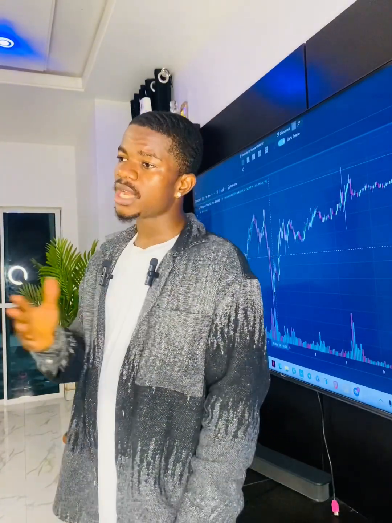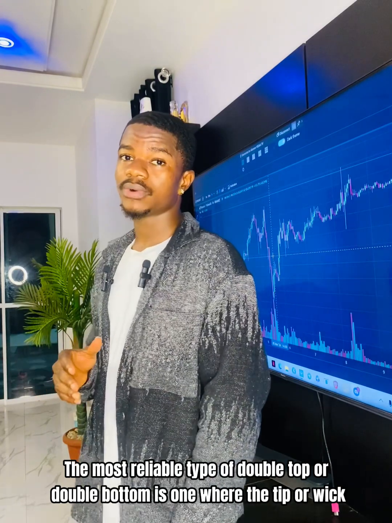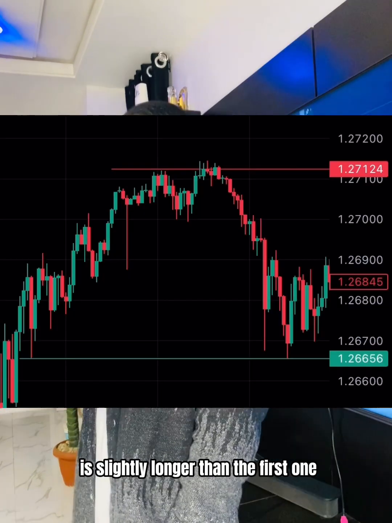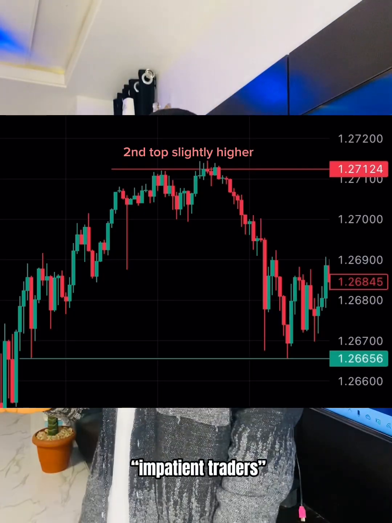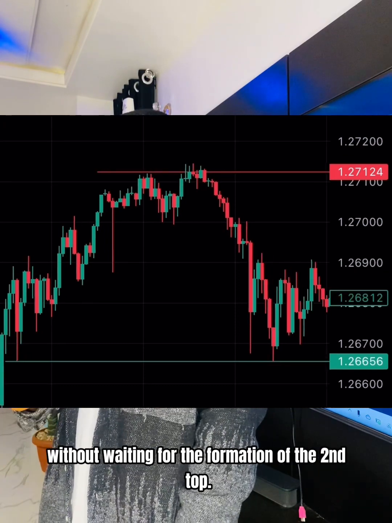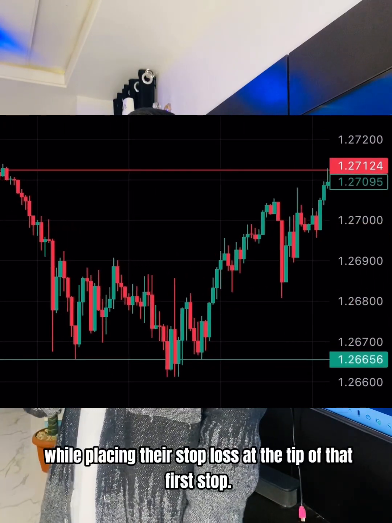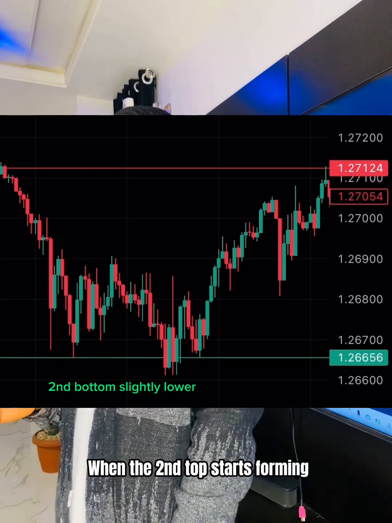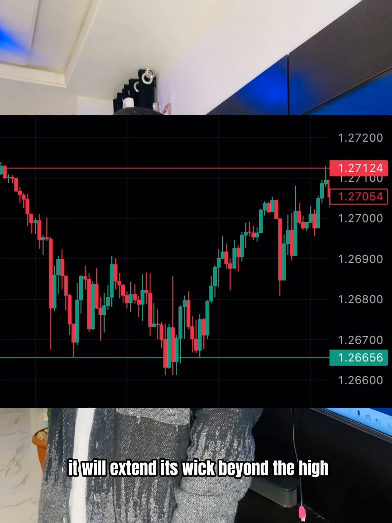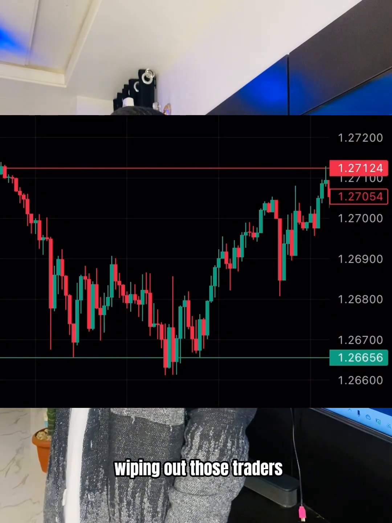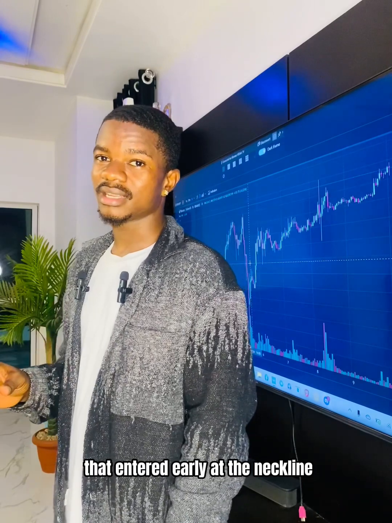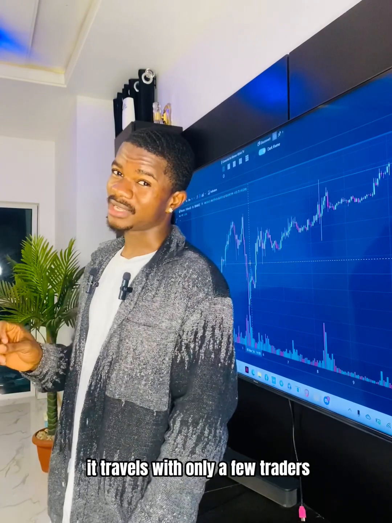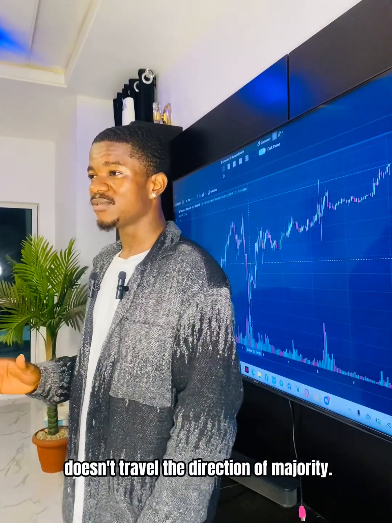Number three, the most reliable type of double top or double bottom is one where the tip or wick of the second top or second low is slightly longer than the first one. This is because most traders, impatient traders, would make their entries at the neckline without waiting for the formation of that second top, while placing their stop loss at the tip of that first top. Now, when the second top starts forming, it will extend its wick beyond the high of that first top, wiping out those traders that entered early at the neckline before the big move. The market is like a mini bus. It travels with only a few traders, and unlike a train, doesn't travel the direction of the majority.